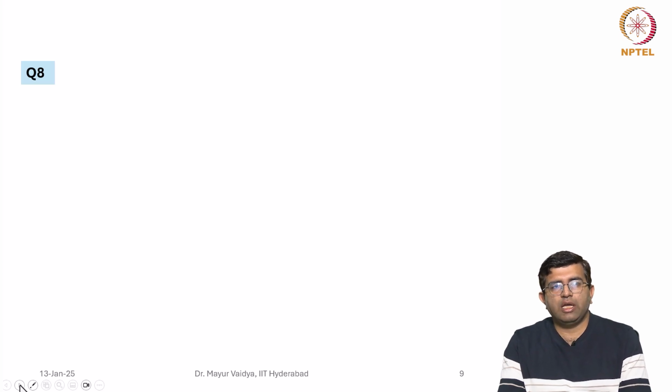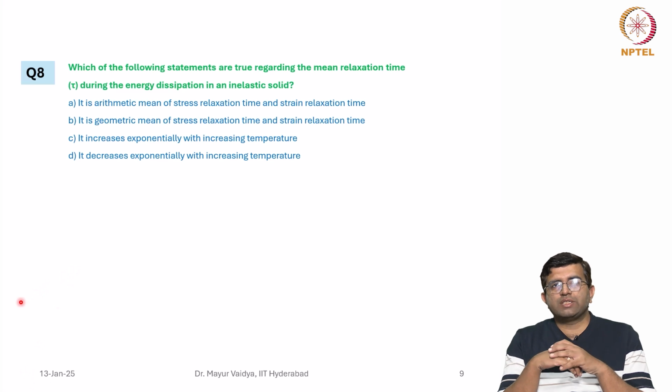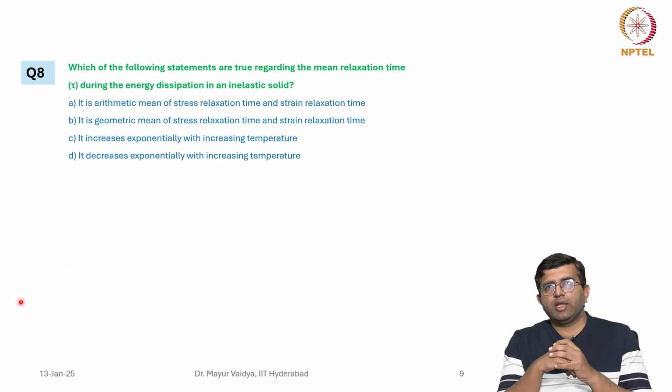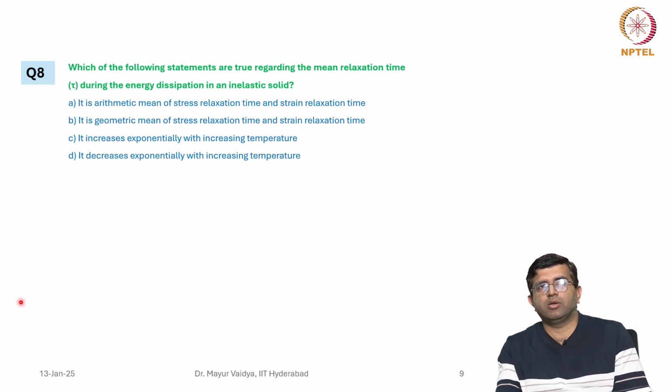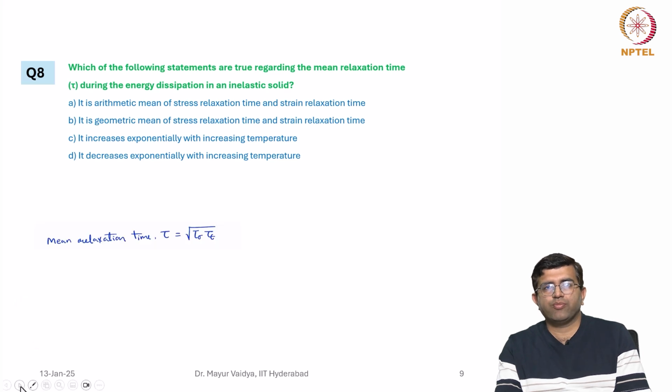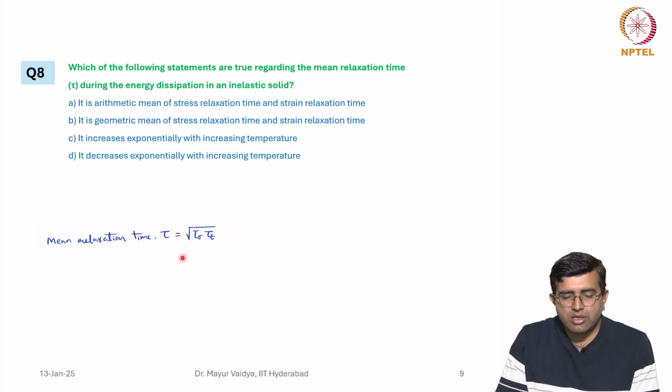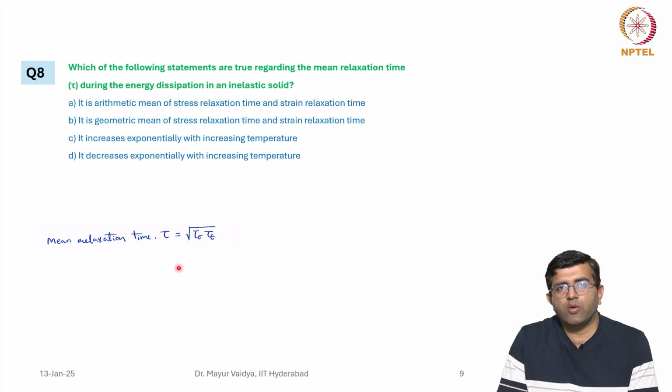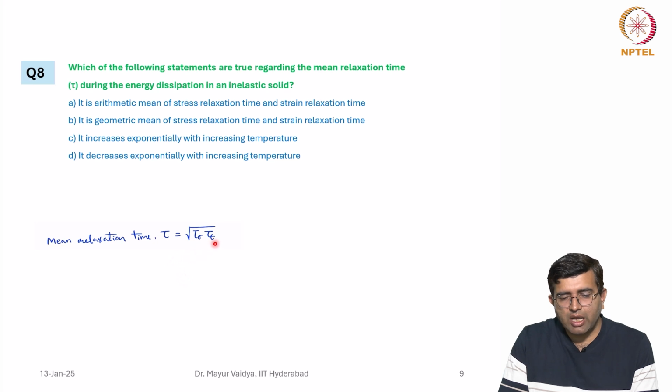Moving ahead to question number 8. Which of the following statements are true regarding the mean relaxation time during the energy dissipation in an inelastic solid? So, the mean relaxation time tau is written as root of tau sigma into tau epsilon. Now, tau sigma is the stress relaxation time and tau epsilon is the strain relaxation time. So, this is the geometric mean.